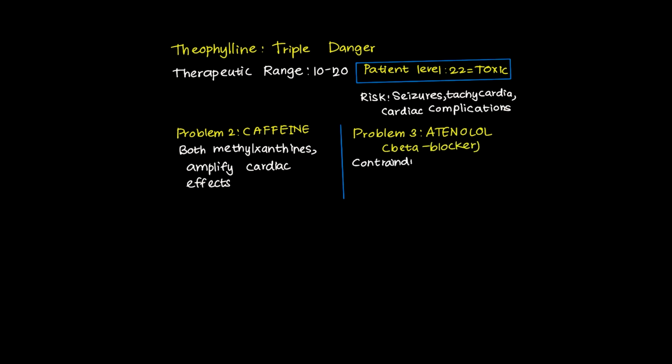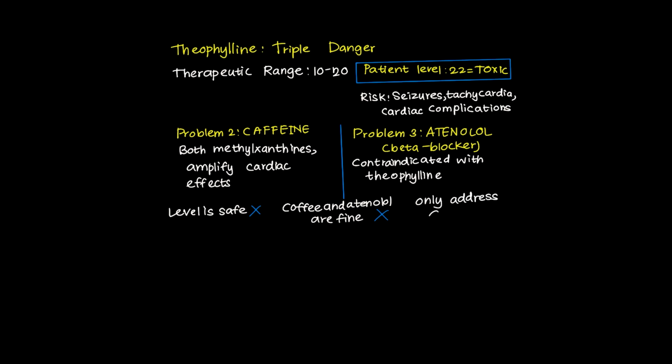Saying the level is safe ignores that 22 exceeds the threshold. Saying both coffee and atenolol are fine ignores 2 documented drug interactions. And addressing only coffee misses the toxic level and the beta blocker problem.